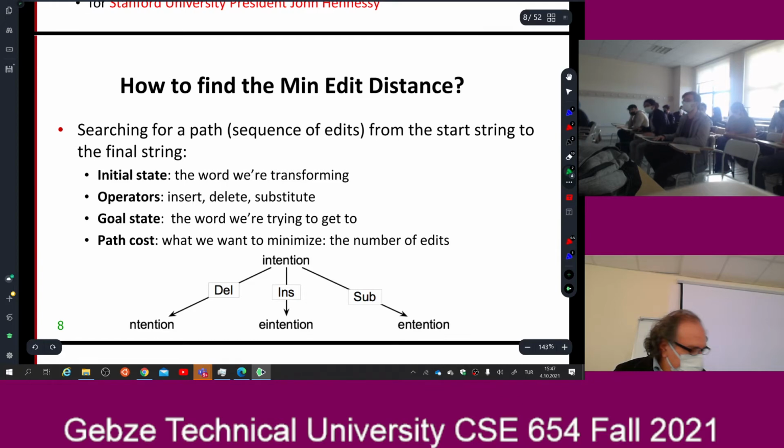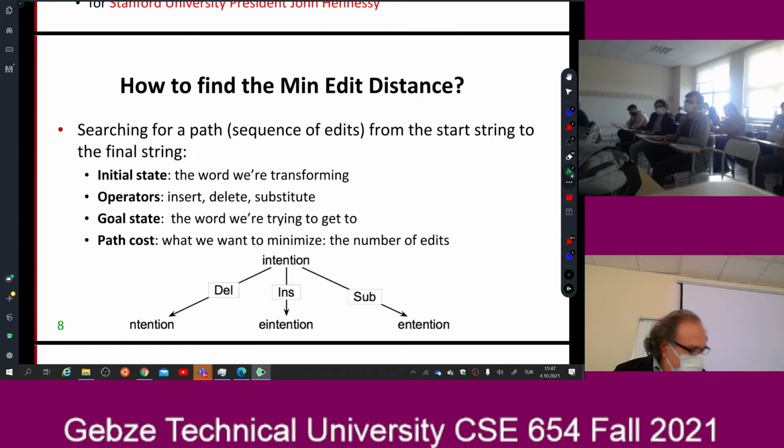So what would I do? I would insert the first letter of execution here, or I can replace this I with an E. Out of 3 things, I can do one of them in one path. So what can I do in here? I can delete N. I can then insert an E at the beginning, or I can substitute N with an E. So 3 possibilities are there too.